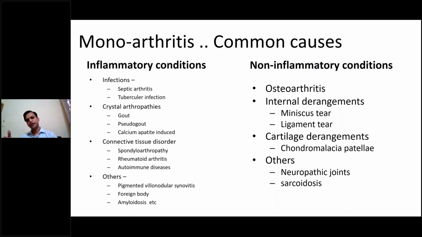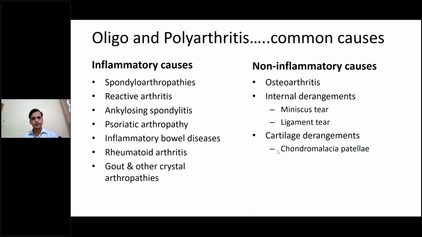Among the non-inflammatory conditions, they may or may not be monoarticular: osteoarthritis, internal derangements, cartilage derangements, neuropathic joints, or sarcoidosis. Among the polyarthritis and oligoarthritis, chiefly these are inflammatory conditions. For example, all connective tissue disorders cause either oligo or polyarthritis. They may have a monoarticular presentation in the beginning, but at the end they end up involving many joints.